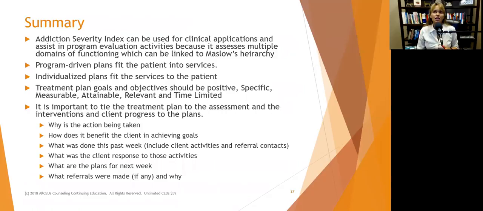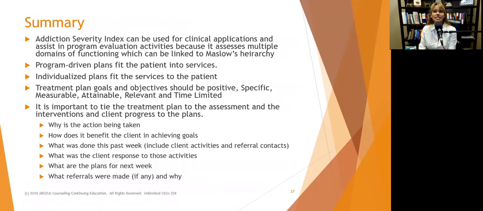Treatment plan goals and objectives should be positive. So we want to add something to people's life. We want to help them move toward happiness, not be less depressed. They're specific, measurable, attainable, relevant, and time limited.